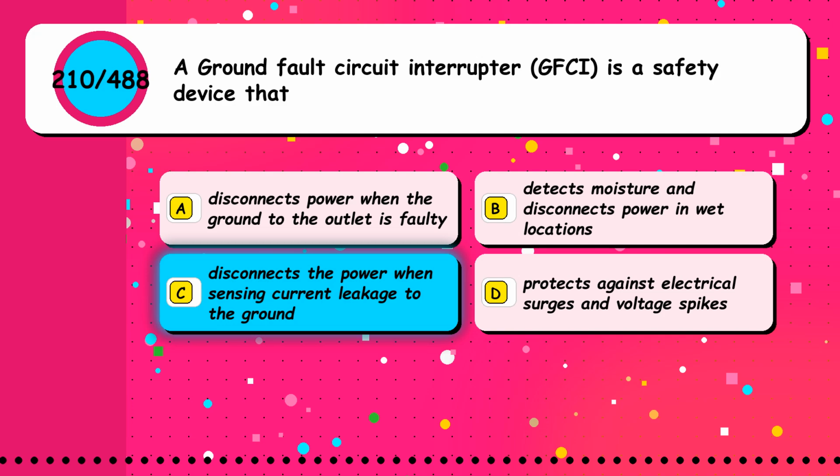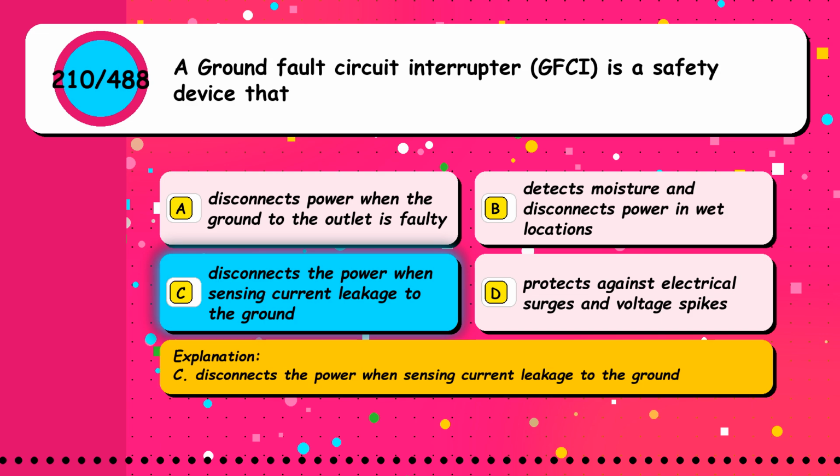The correct answer is option C, disconnects the power when sensing current leakage to the ground.